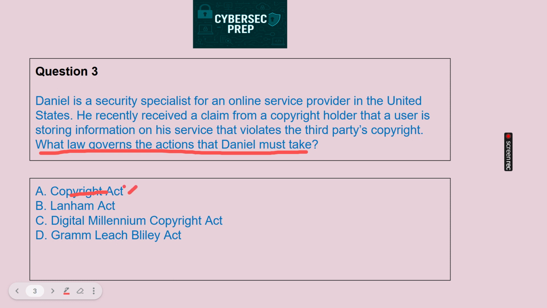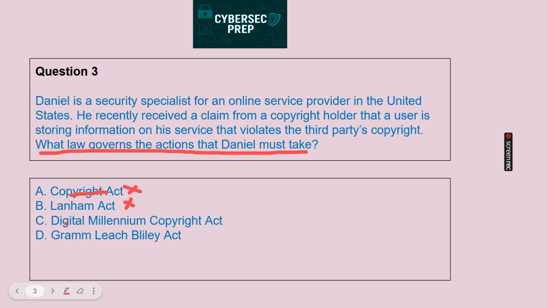So it is not relevant to the question. Let's look at the second option, which is Lanham Act. Lanham Act basically is an act which regulates the issuance of trademarks to protect the intellectual property. It has nothing to do with this question, which relates to the violation of copyright by the online service provider. So again, this is not a correct option.